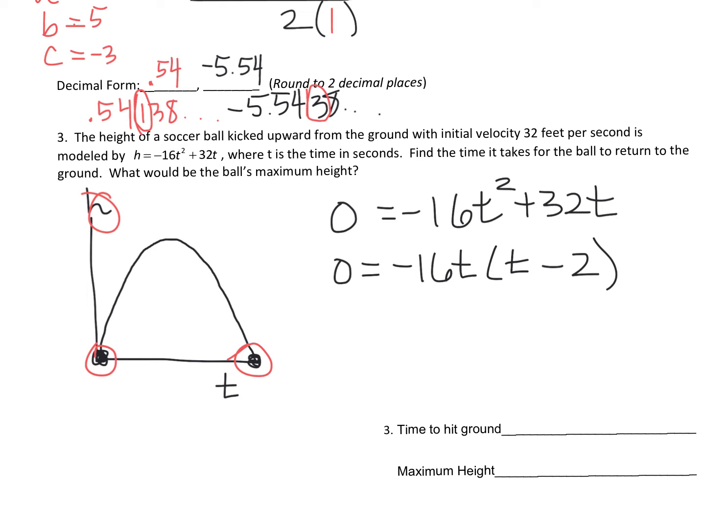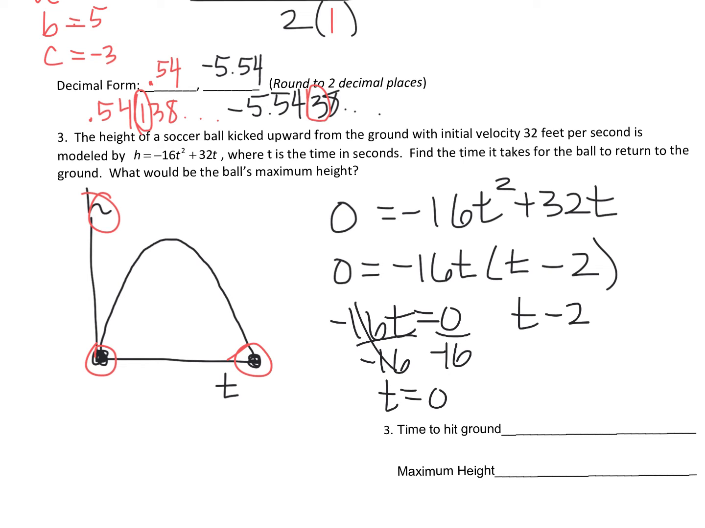Now we can set both of these equal to 0. This on the outside set equal to 0, that's like our A. This is like our B, set that equal to 0. So if I set the first one equal to 0, negative 16t equals 0, I'm going to solve for t. You just think, I've got to get the variable by itself. You have to divide by negative 16, and therefore t equals 0. And then the other one, we have t minus 2 equals 0. Solve for t, and we see that t equals 2.